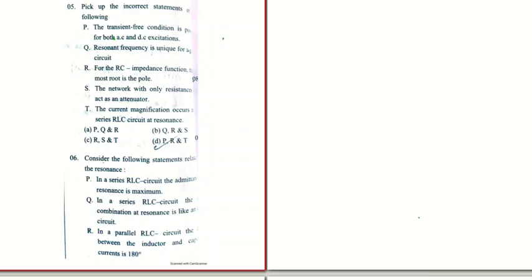And the next one is: for an RC impedance function, the rightmost root, sorry, the farmost root, is the pole. That is not true.